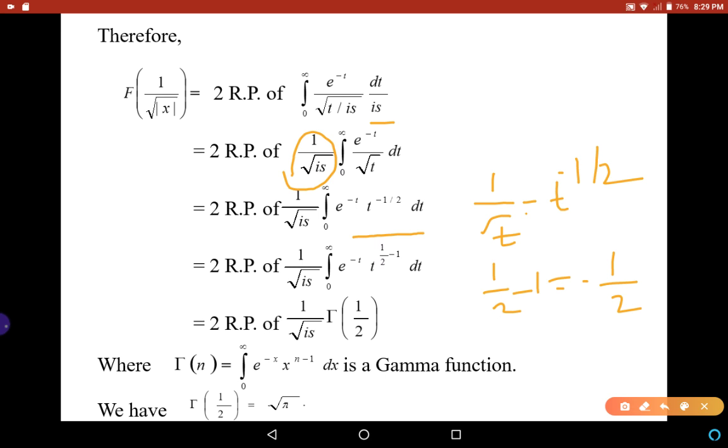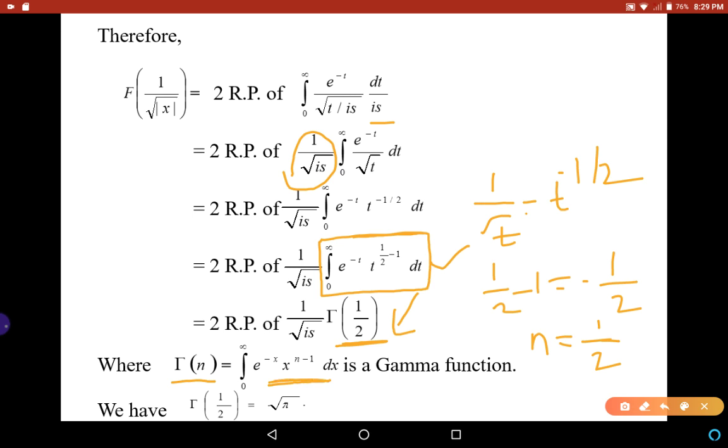Now this integral from 0 to infinity e power minus t into t power 1 by 2 minus 1 becomes gamma of 1 by 2. This gamma function is defined like this. Gamma of n is defined as the integral from 0 to infinity e power minus x into x power n minus 1 dx. So in this integral, in place of n, we have 1 by 2. So this integral can be written as gamma of 1 by 2. And the value of gamma of 1 by 2 can be obtained as root pi using this definition.